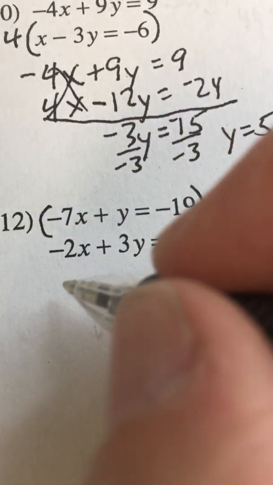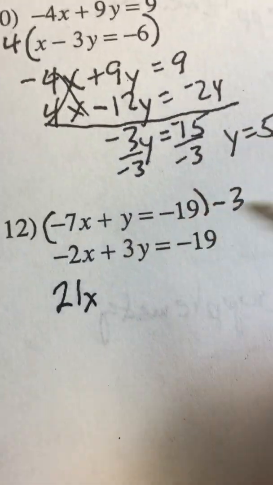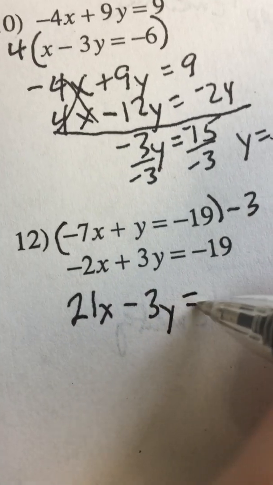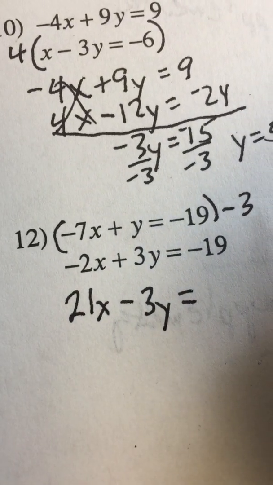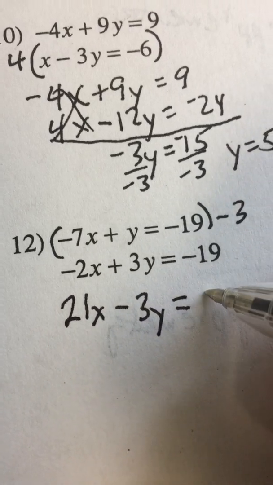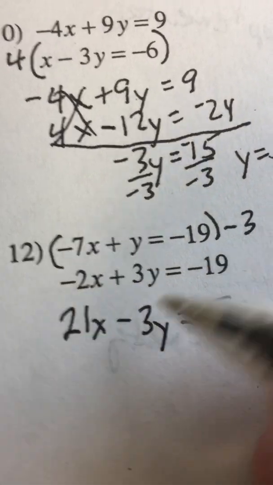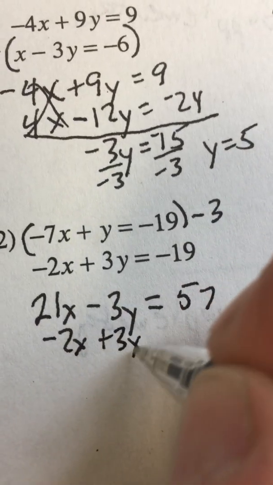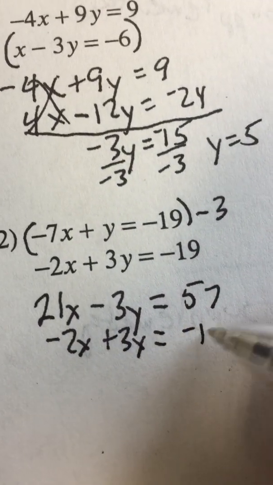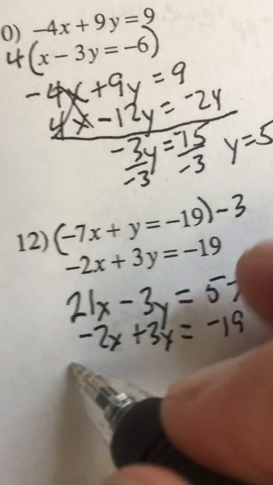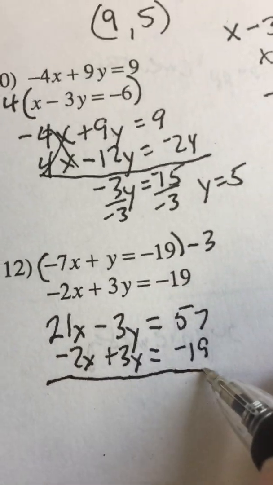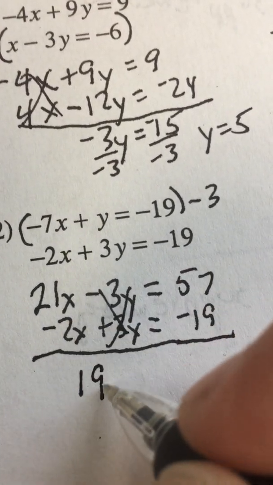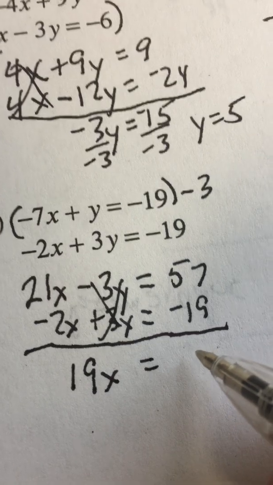So -3 times -7 is a +21x. -3 times y is -3y equals, and then -3 times -19 wound up being 57, and that's a +57. There we go. Second equation I did not have to change because I wanted it to stay +3y, so they would cancel out. And this is -19, and I'm going to draw my line. There we go. So the y's cancel out on this one.